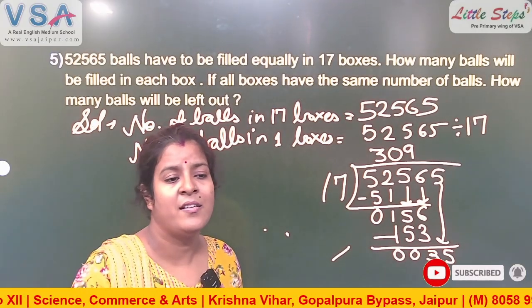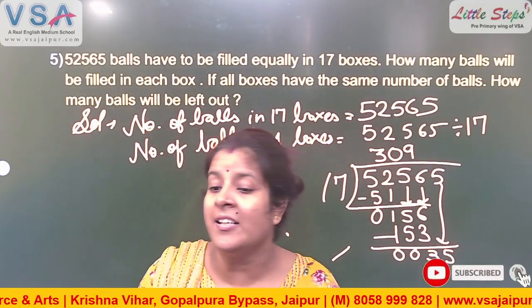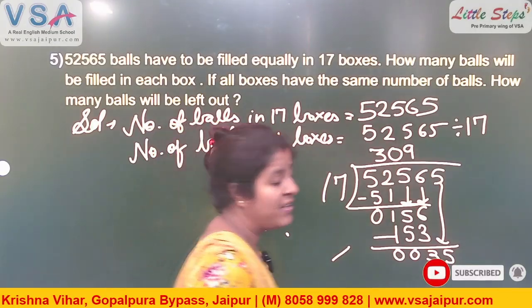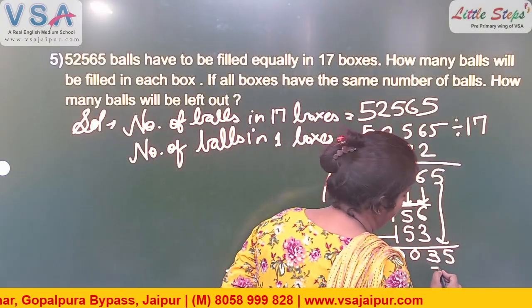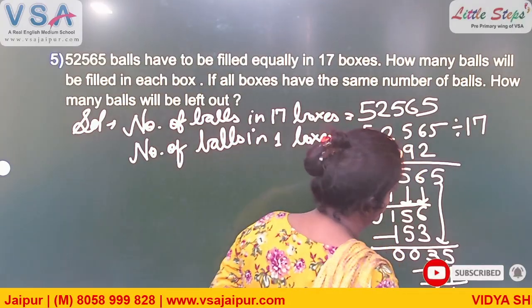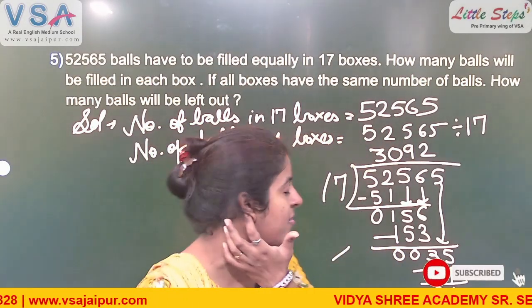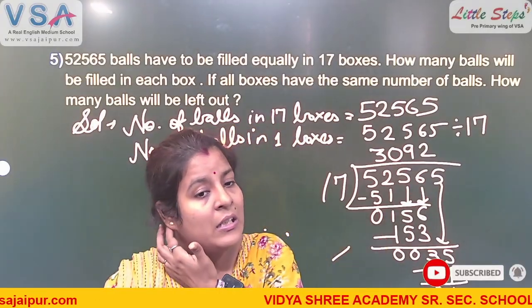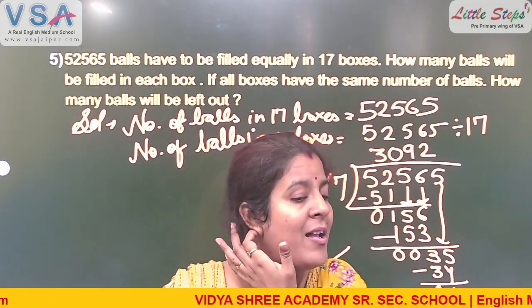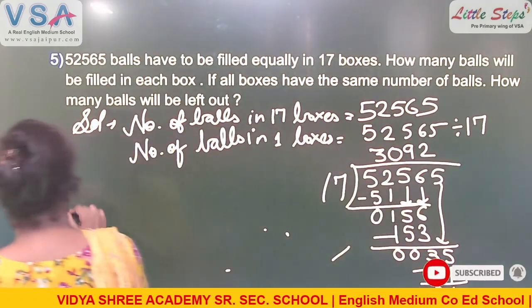17 ones are, 17 twos are, 17 threes are, it's greater than. So write the 17 twos are 34. Then the remainder is, so the number of balls in every box is 3092 and the left balls are 1 only. Okay, how many balls? So write it down.